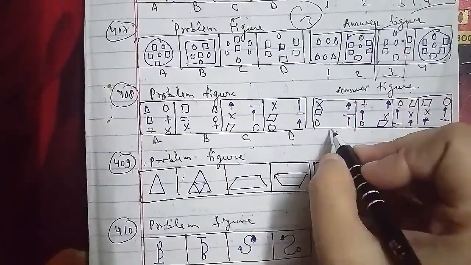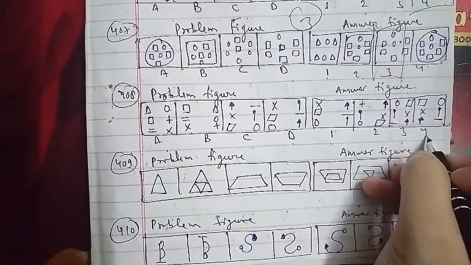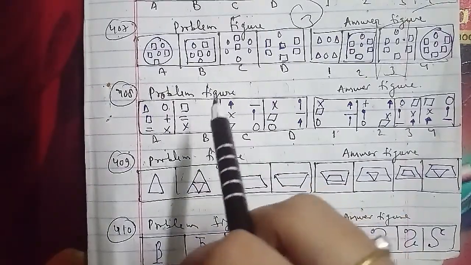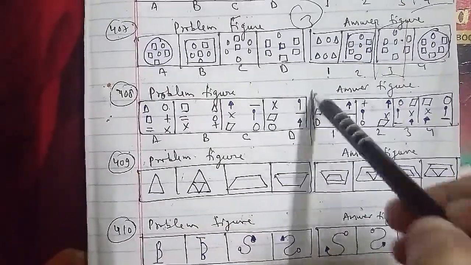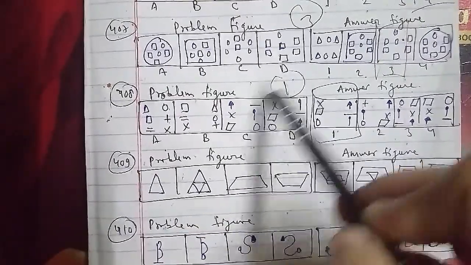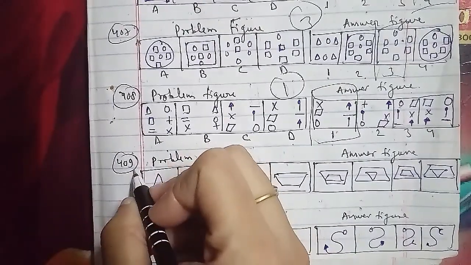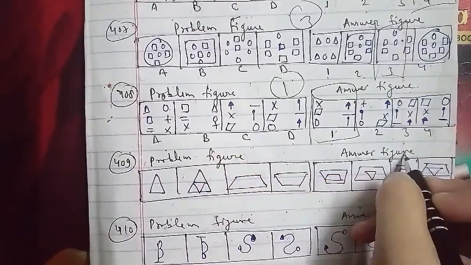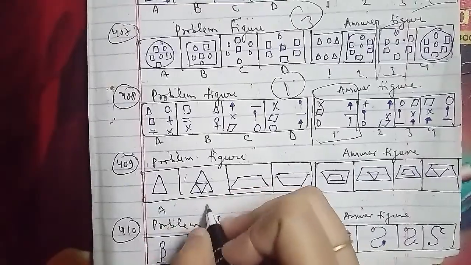We'll go ahead with the 409th question of the session. These are the problem figures, and these were the answer figures as well. This is figure A, which has a triangle, then this is figure B, this is figure C, and this is figure D as well. So with the same case we go ahead, which is the 409th question of the session. These are the problem figures and these were the answer figures. As I told you, these are figures 1, 2, 3 and 4 here.